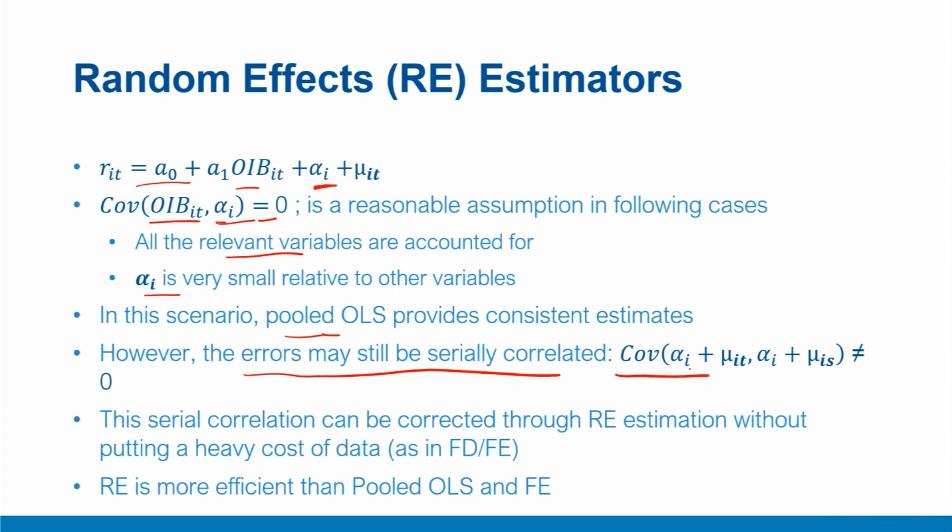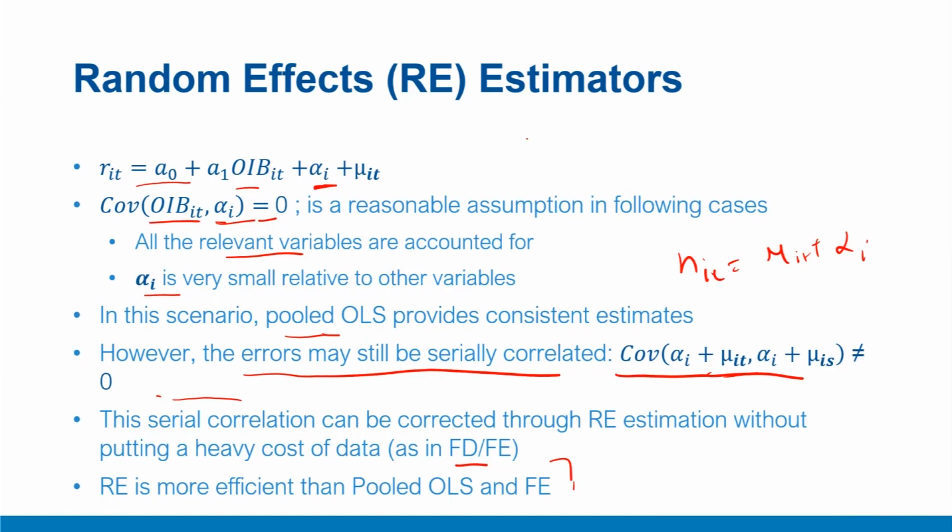For example, the issue of covariance or correlation between the revised error terms, that is eta IT, which was the original error term mu IT plus alpha I, may still be there. So error terms may still be correlated across time, and therefore serial correlation may exist. But please note that the serial correlation can be easily corrected through random effects transformation without putting a heavy cost on data with transformations such as first difference or fixed effect. In general, it is noted that random effect is found to be more efficient than pooled OLS, FE or FD.